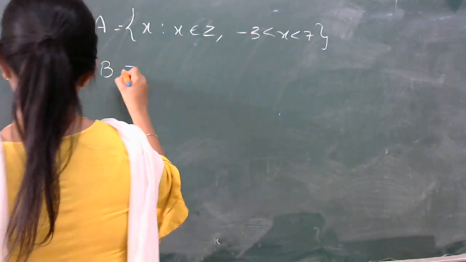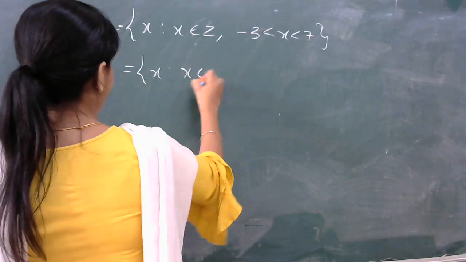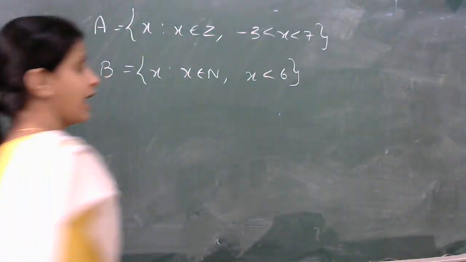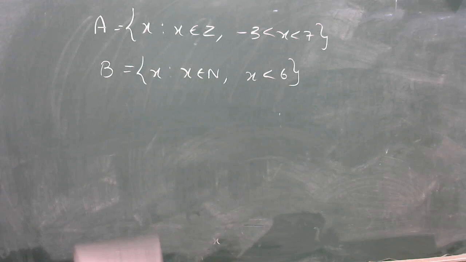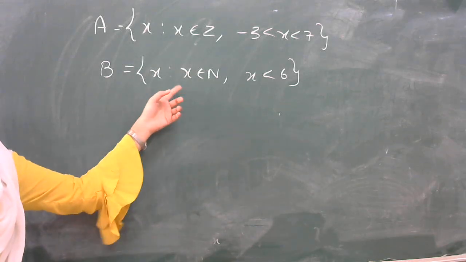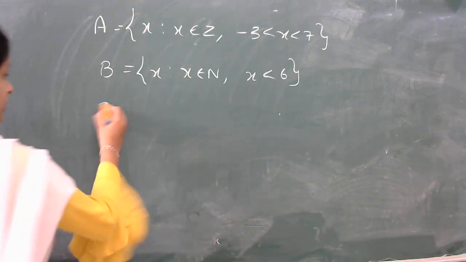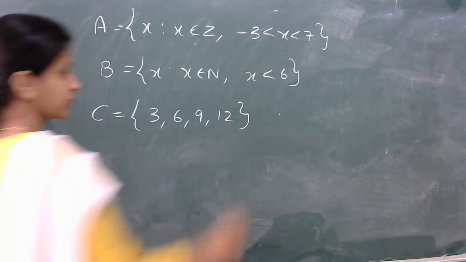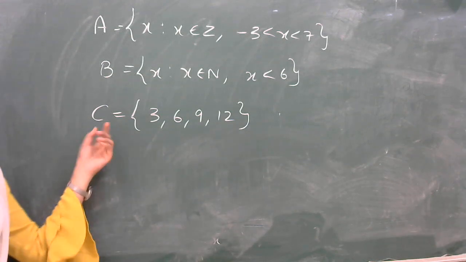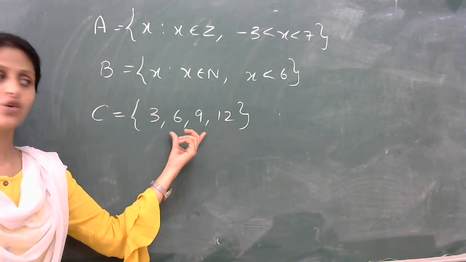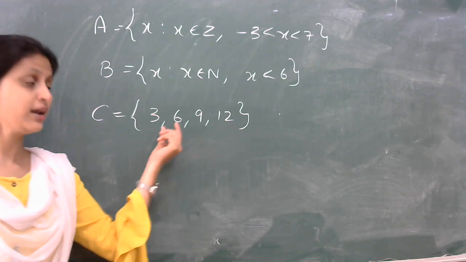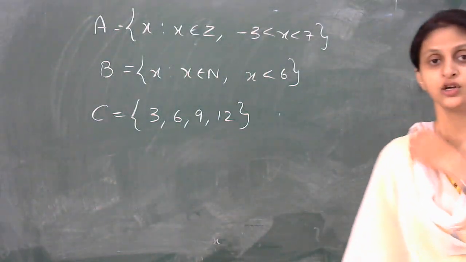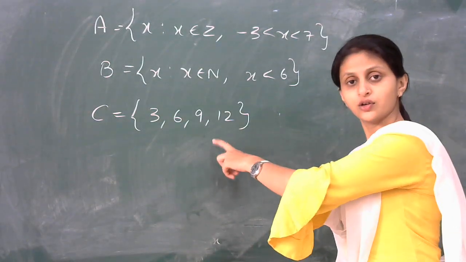If we take this example, {x such that x belongs to N and x < 6}, again you can observe here, students, this is set builder form. If you take C is equal to {6, 9, 12}, the set C is in roster or tabular form, because here the elements of the set are listed and they are separated by commas. So this is in tabular or roster form.